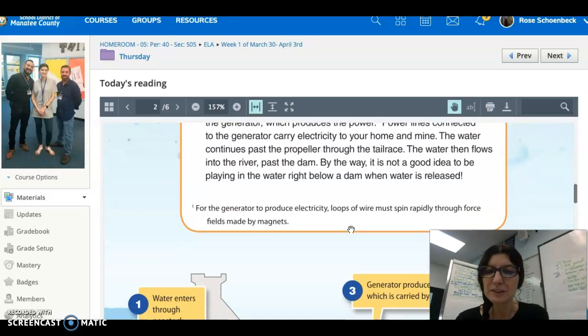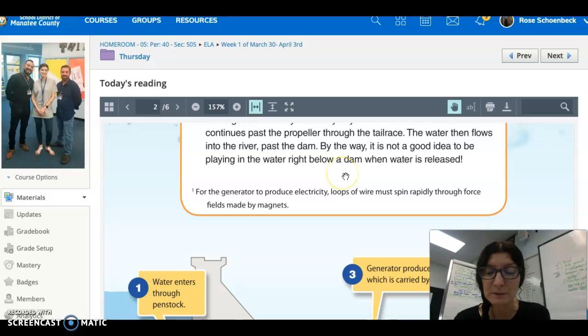By the way, it is not a good idea to be playing in the water right before the dam is released. Okay, so I keep going here.